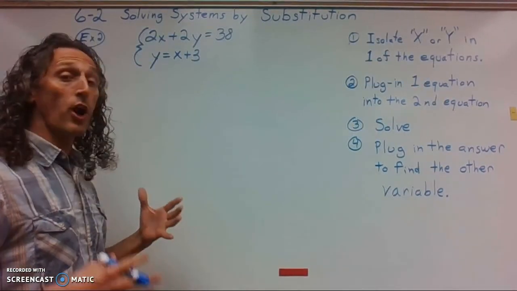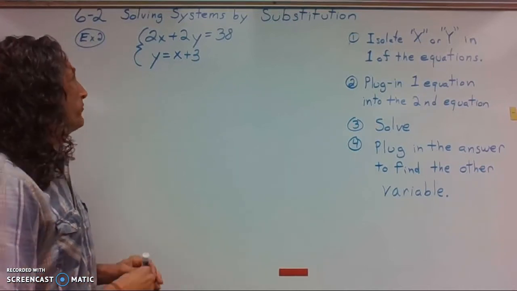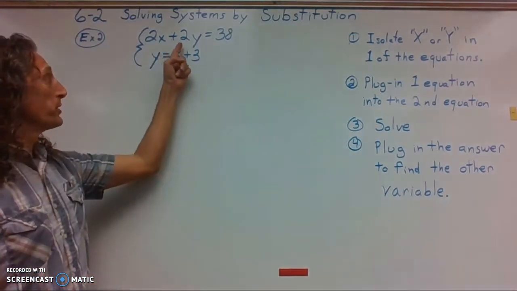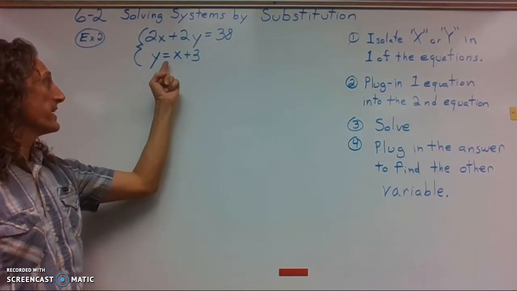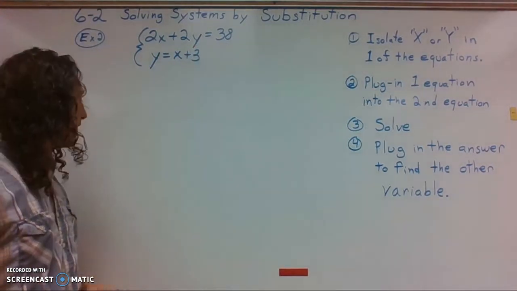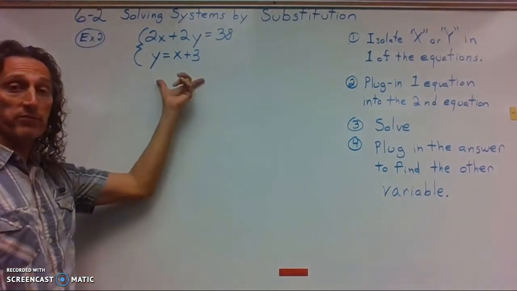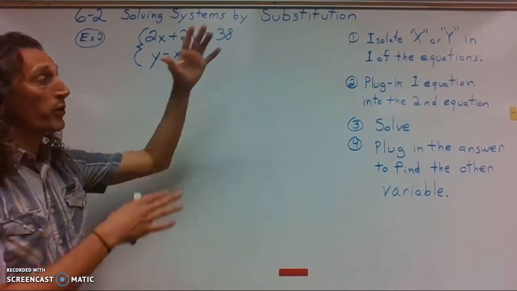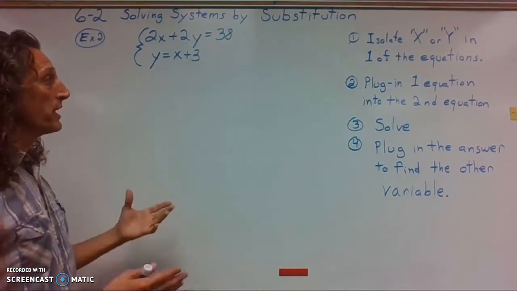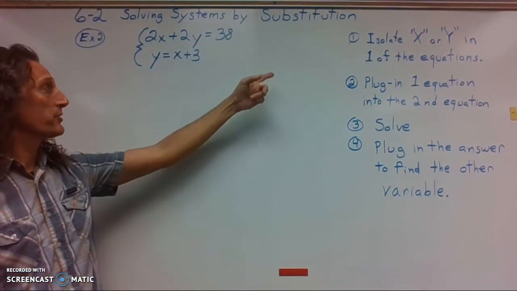All right, so here is our next example. It reads, 2x plus 2y equals 38, and our second equation is y equals x plus 3. So here's our system of equations, and this one's a little bit more complicated, but again, we're going to run through these steps. So step 1, isolate the x or the y.